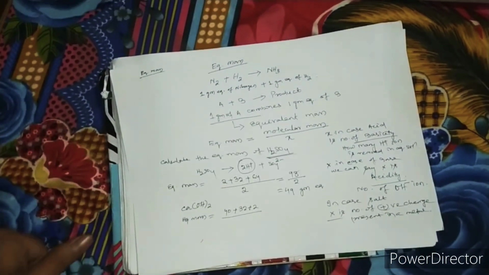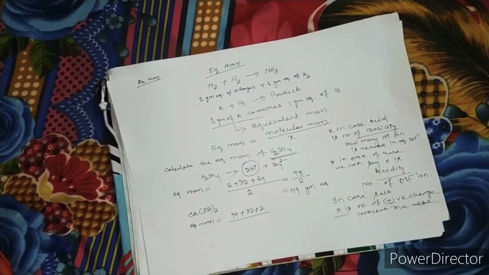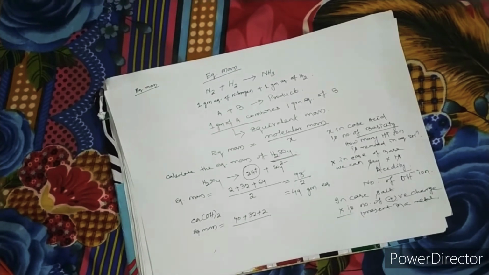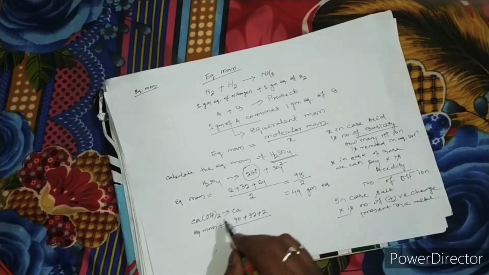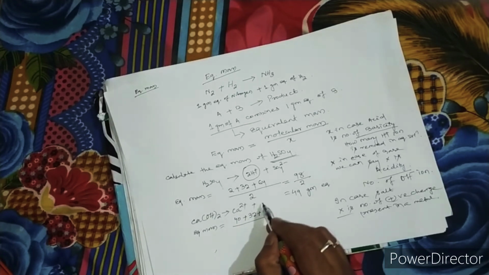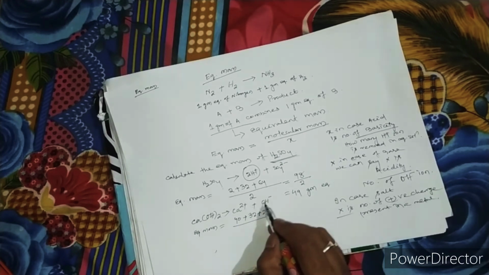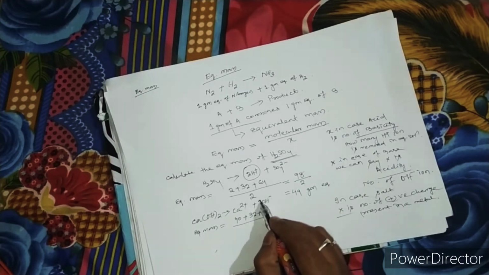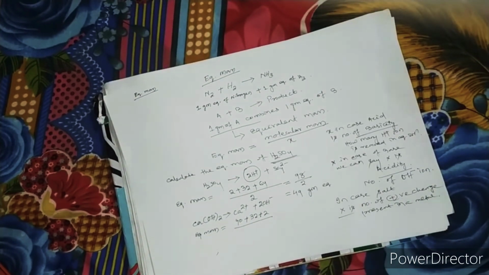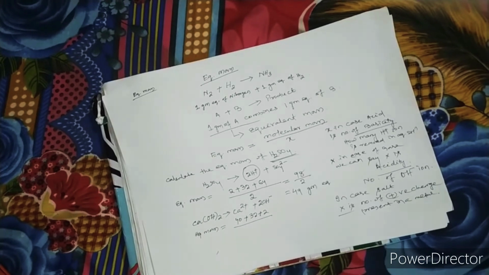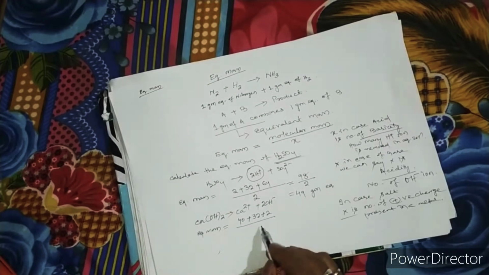Here X is nothing but the number of OH minus removed. So how many OH minus are there? Now we can write Ca2 plus, and we know that one OH contains one negative charge. That means to balance 2 positive and 2 negative, here we can write 2. So 2 OH minus will be removed. That means the number of acidity is 2. So we can write here 2.